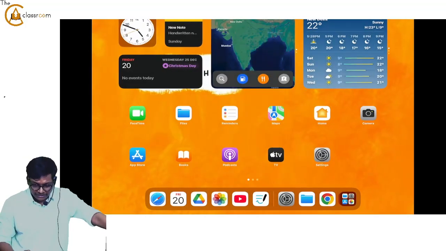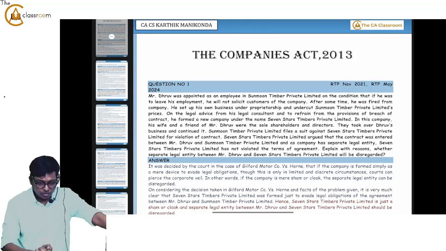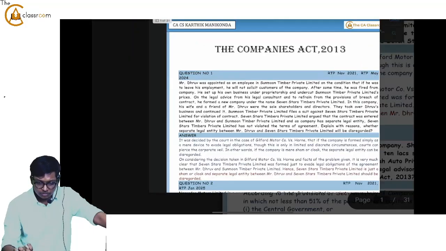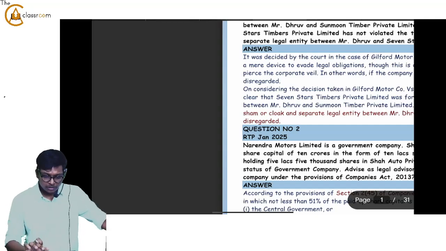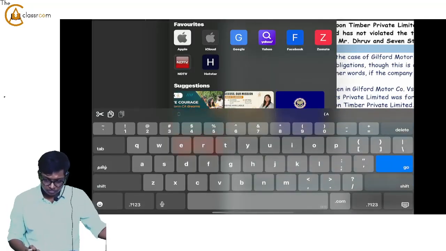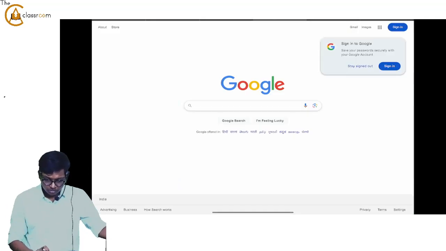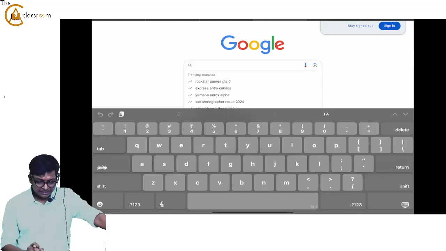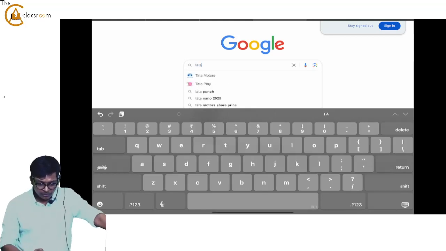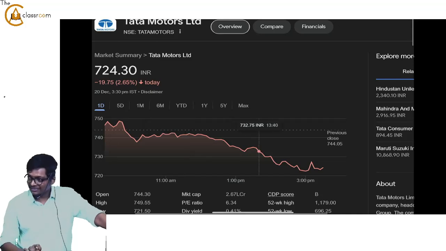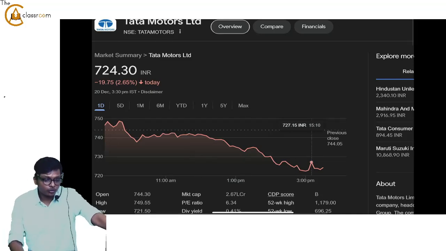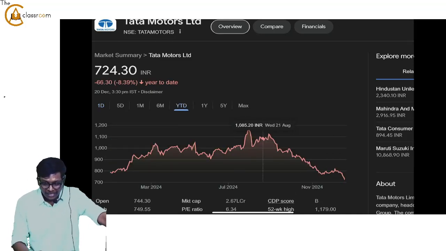Okay. For example, today if I go, let's say the share price of Tata Motors. One share is 724 rupees. But one year back, this share was 1000. Now it is falling.